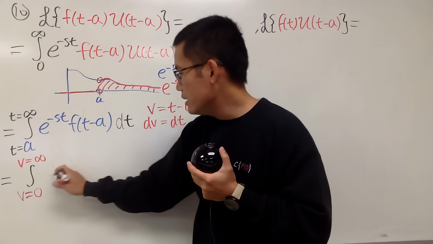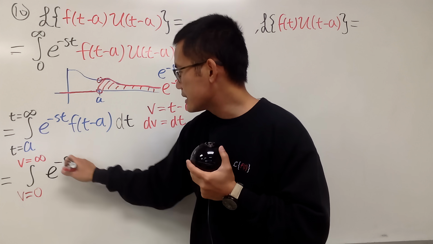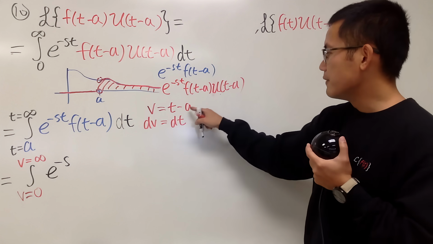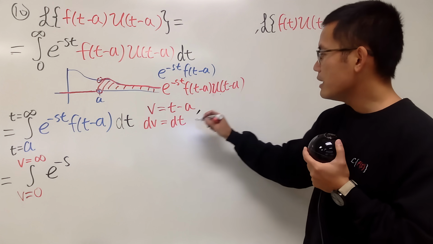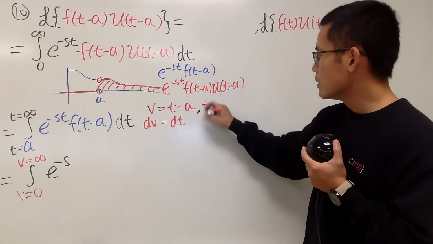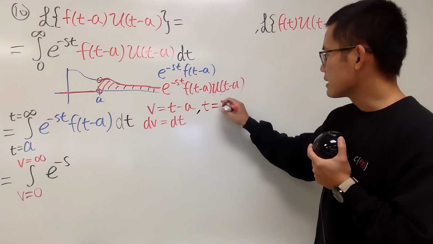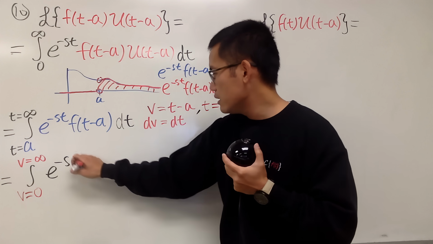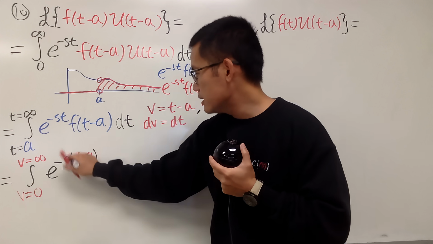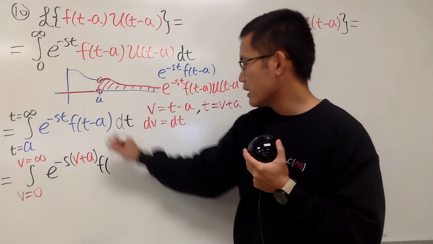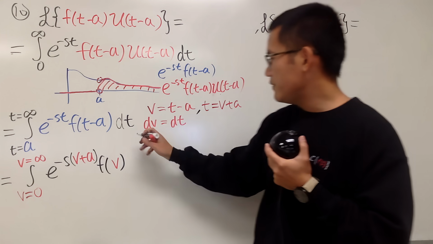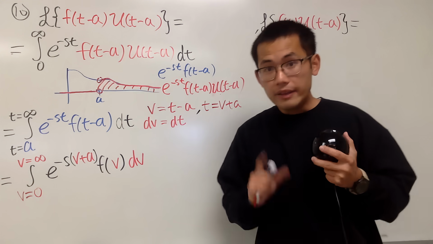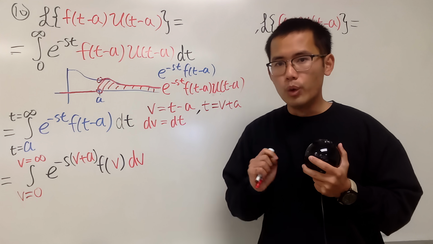And here we have e, and then we have negative s. T is what though? Well, we know v is equal to t minus a. So of course, that means t is equal to v plus a, like that. So I will just put that down. This is v plus a, parentheses that guy, and then we have f of v, and then dv and dt are the same, so I can just put that down right here. So that's pretty nice. And now we'll finish everything in the v world.